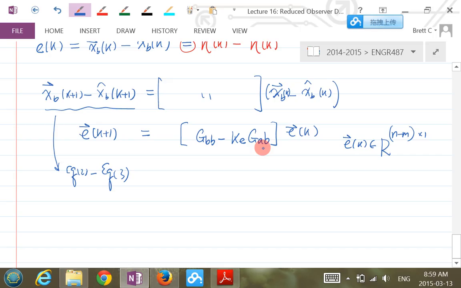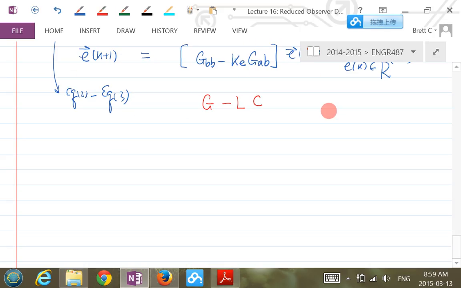GBB and GAB are part of the system matrix. You can't change that. So the only manipulation you can do is to select a proper KE value, right? And KE is the reduced order observer gain. This is very much like the full order one. What is the full order one? G minus LC. So how do we pick the L then? Remember the L is picked by the Ackermann formula. So same thing for KE: we can pick our KE using the Ackermann formula.